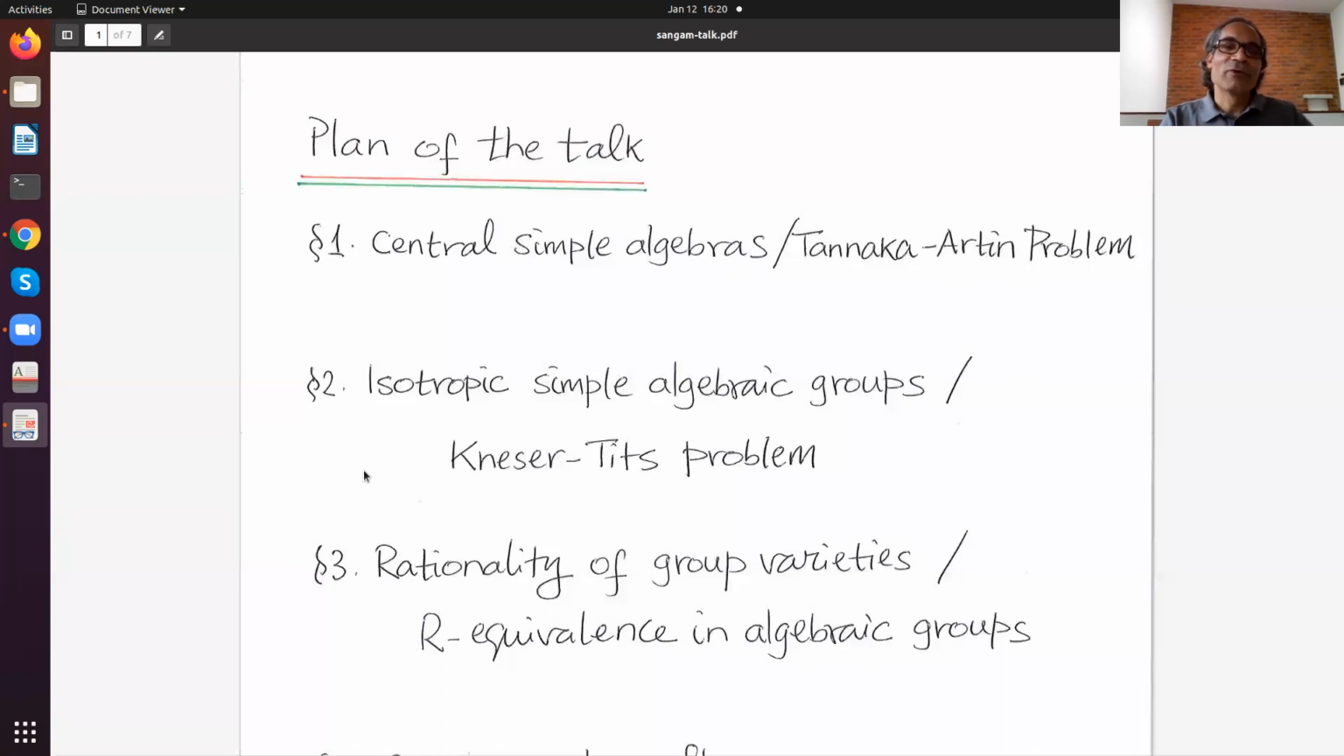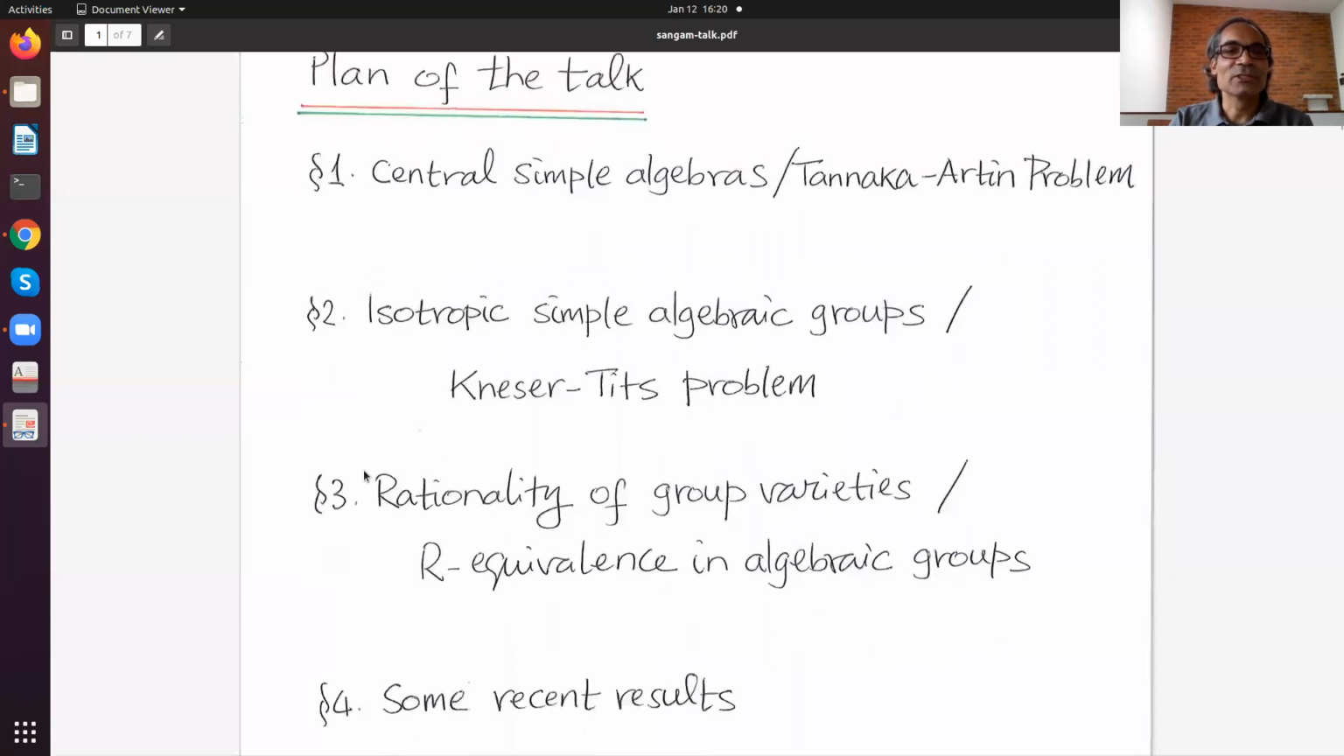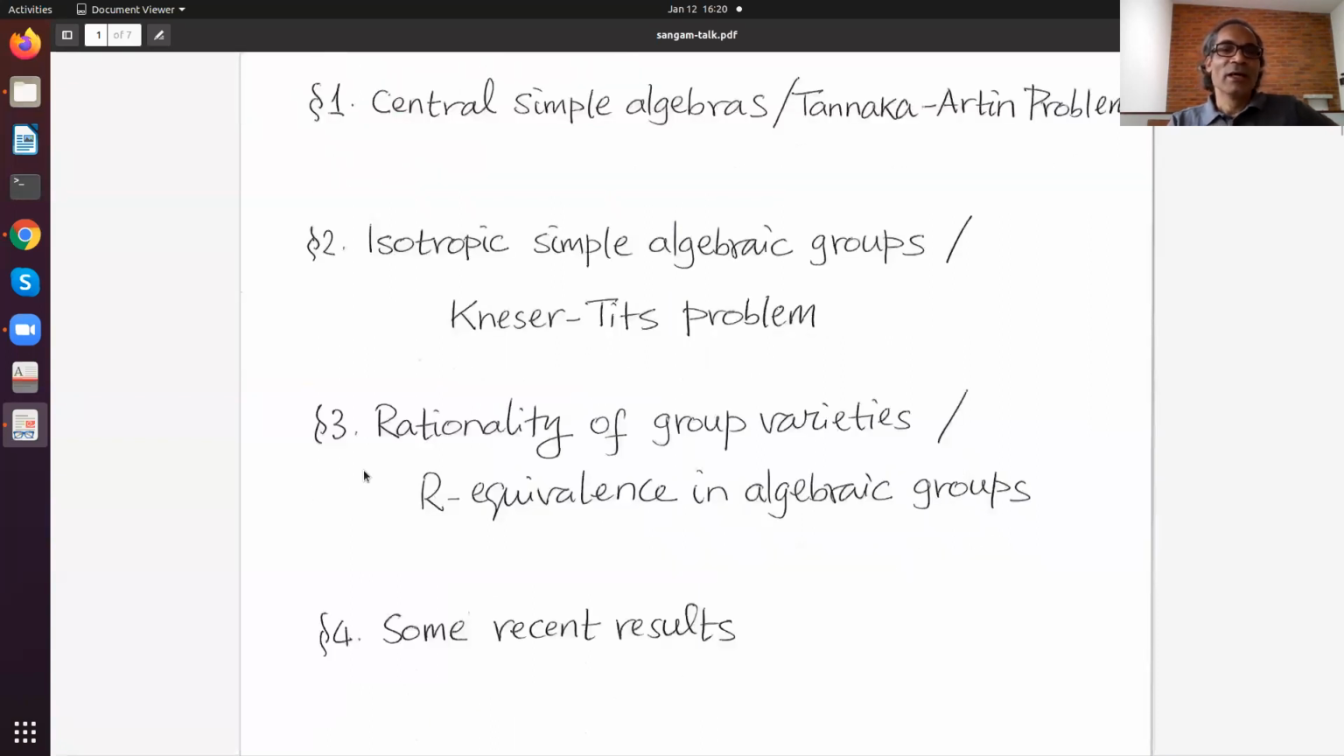The second part I would like to call isotropic simple algebraic groups and the Kneser-Tits problem. The third part is slightly geometric in nature, called rationality of group varieties and something like path connectedness there. It's called R equivalence in algebraic groups. One can talk about R equivalence in general, but I am interested only in algebraic groups. And in the end, if I have time, I will mention some recent results.